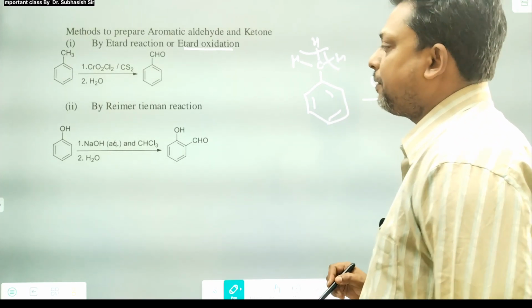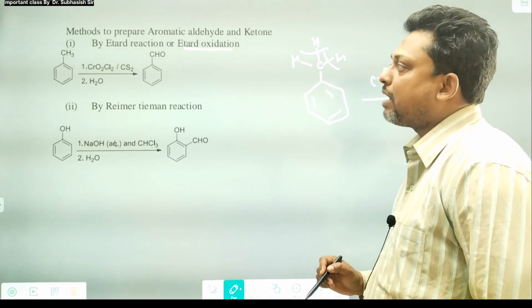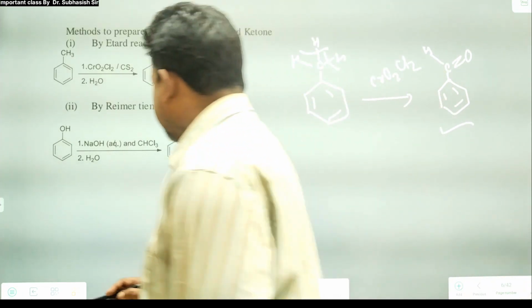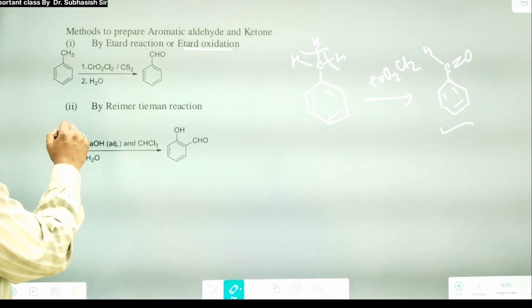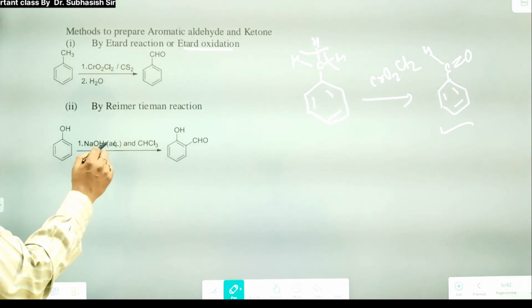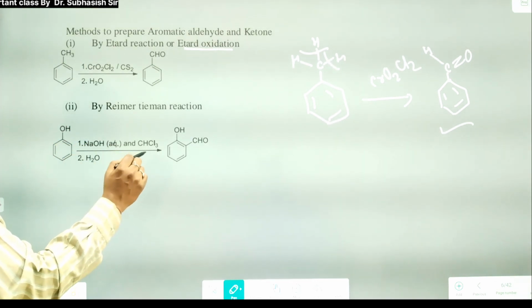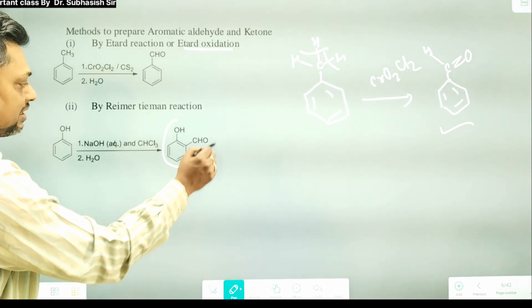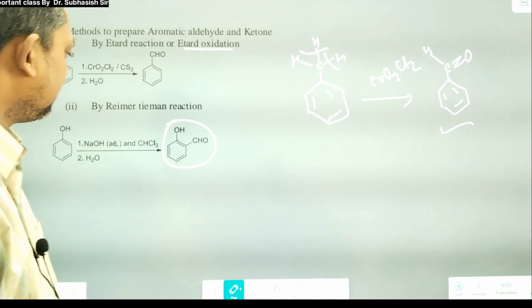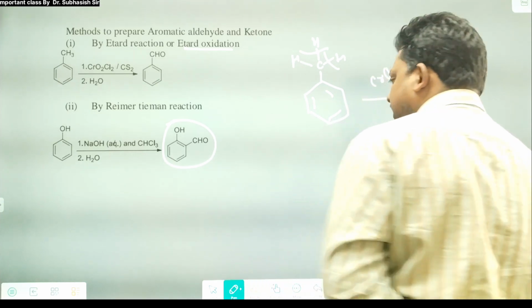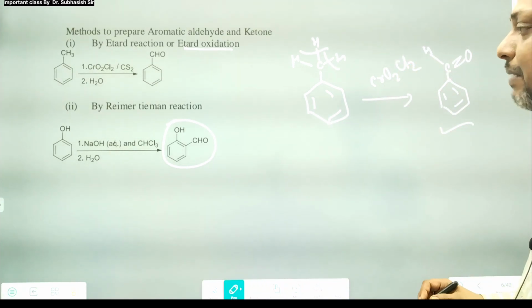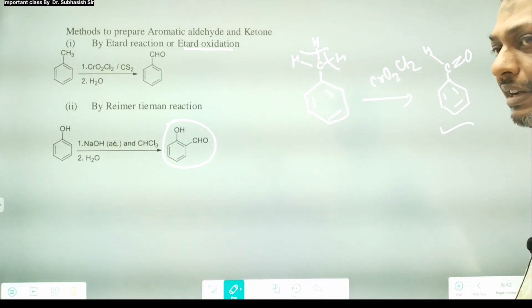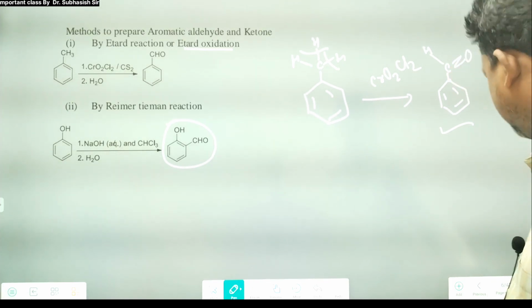Okay. So next is another reaction we will also discuss with phenol, that phenol, when reacted with sodium hydroxide and chloroform, can produce this 2-hydroxybenzaldehyde, which is also called the Reimer-Tiemann reaction. This we have already studied, I think, in phenol.